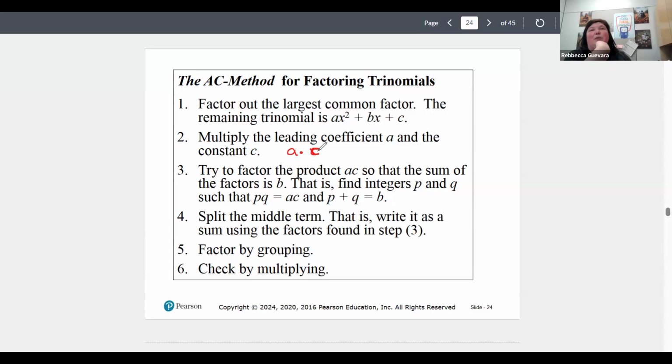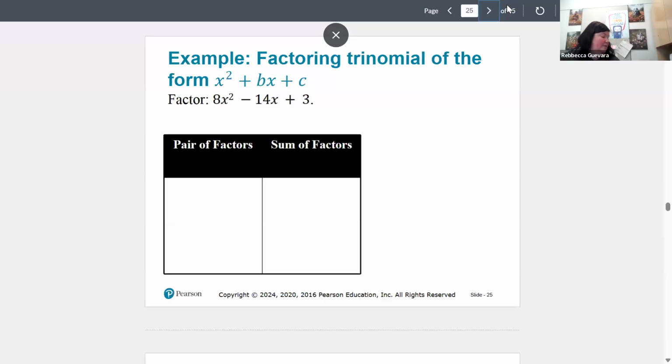So it's very similar to what we were doing before. It's just that we have that first step of a times c. So we're not trying to find two numbers that multiply to give us c and sum to give us b. We're looking for factors of a times c that sum to give us b. We're going to split the middle term and then we're going to use factoring by grouping to figure it out. So before I do the AC method and you tell me that you hate it, let me do guess and check.